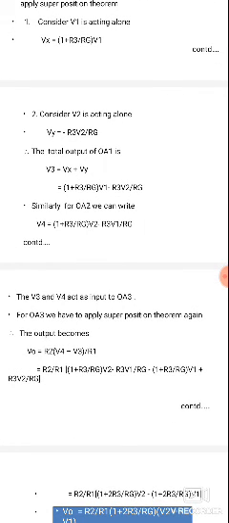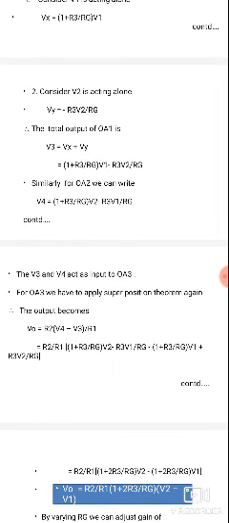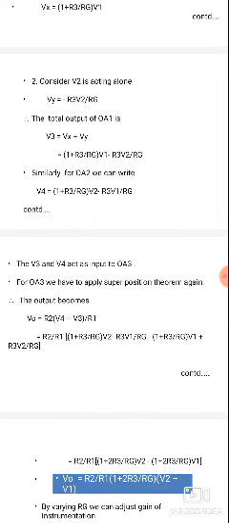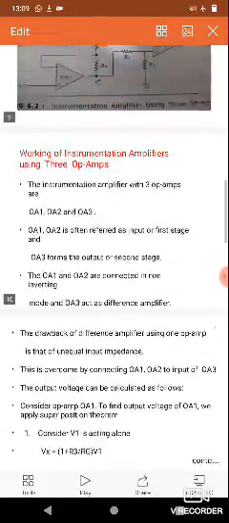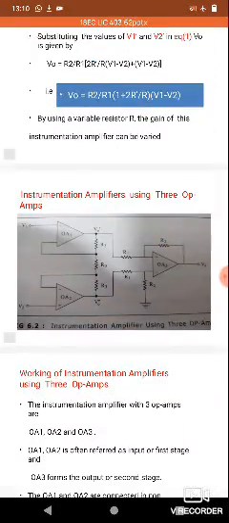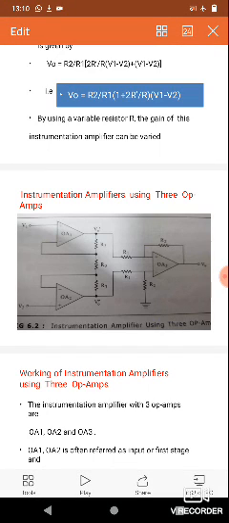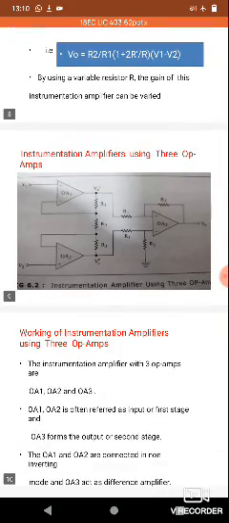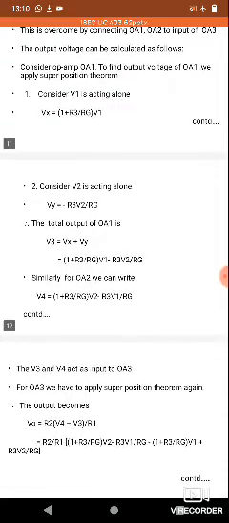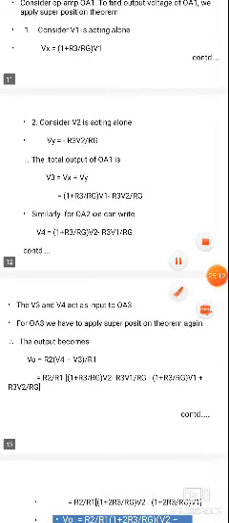Similarly, for operational amplifier 2, we can write V4 is equal to 1 plus R3 by Rg into V2 minus R3 into V1 by Rg. So V3 and V4 act as the inputs to OA3, where V3 comes from V1 and V4 comes from V2. OA3 is operational amplifier 3.